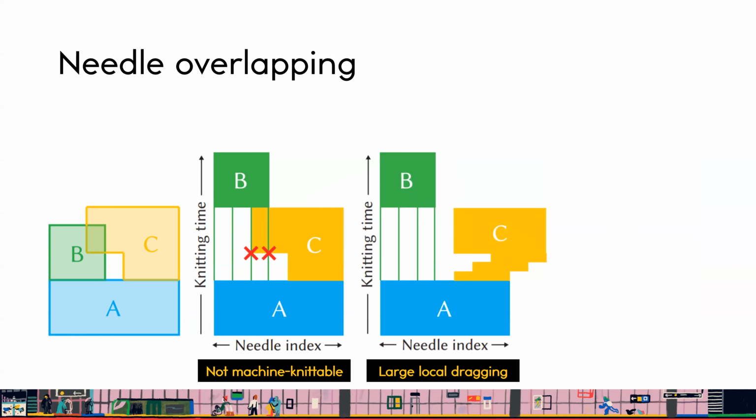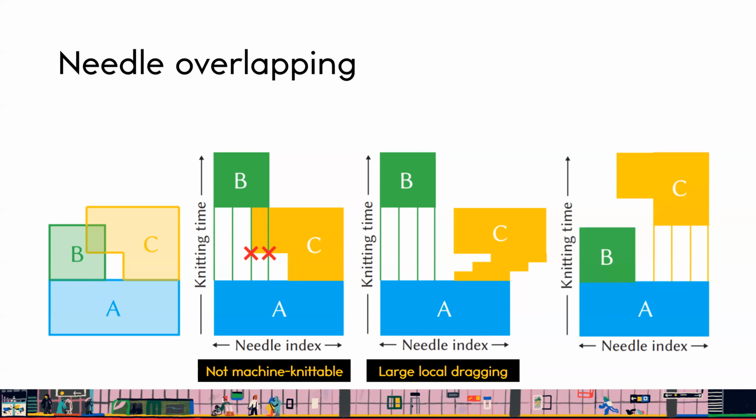This can be resolved by shifting C one needle per row to make it knittable. However, local shifting will cause a large local dragging force and is potentially unstable. However, if we can knit it in the right order, for example, if we knit B first, then C, there will be no needle overlapping problem. So when determining the knitting order, we need to find the right order to avoid needle overlapping, so as to make the machine knittable. This is the key problem we try to solve in this paper.